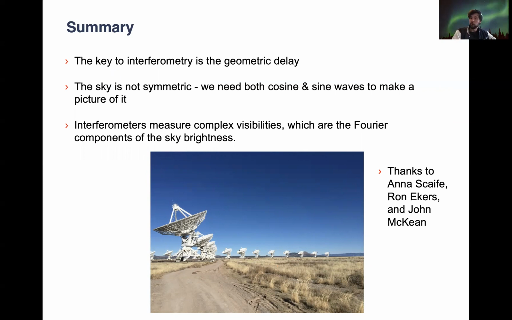We need both cosine and sine waves to make a picture of it. And interferometers measure what are called the complex visibilities. And these are just the Fourier components of the sky. And so that means you're getting a Fourier transform in. And so to get the image, that beautiful image I showed you of the radio galaxy at the start, you need to do an inverse Fourier transform. You need to go back, just like our cat, right? So instead of getting our cat, we've got some Fourier components, some junk in the UV plane. And what we need to do is go back to the image plane. We just need to rewind it.